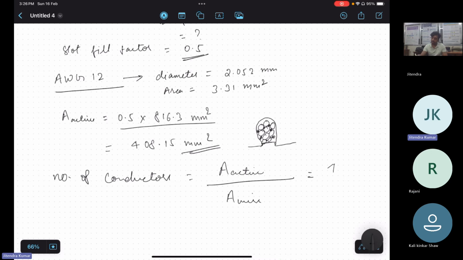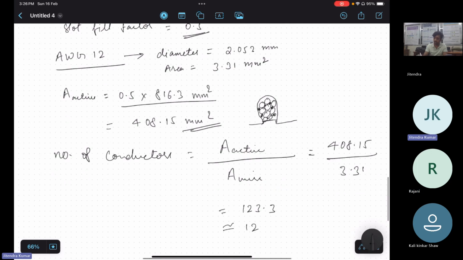So the active area is 408.15 divided by the wire area, 3.31. So I think now we can calculate. It comes to 123.3, so approximately 123 conductors could be filled per slot. Okay, sir.